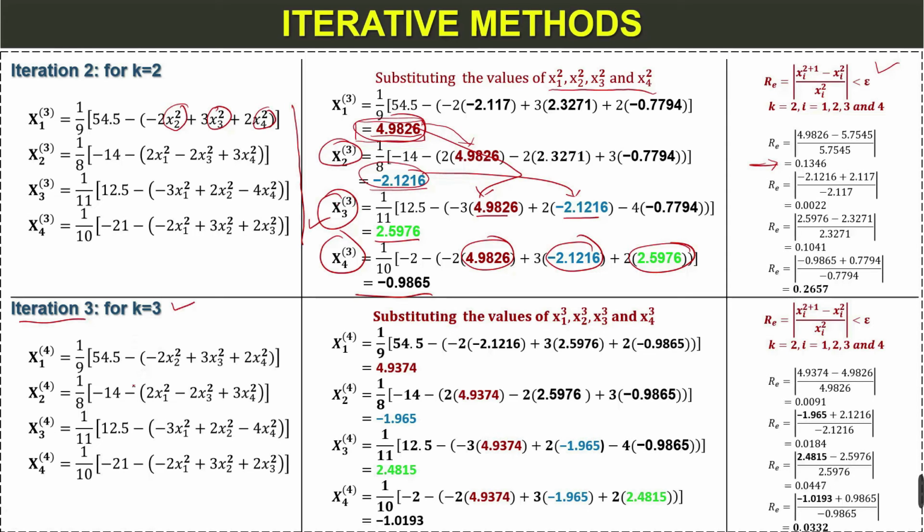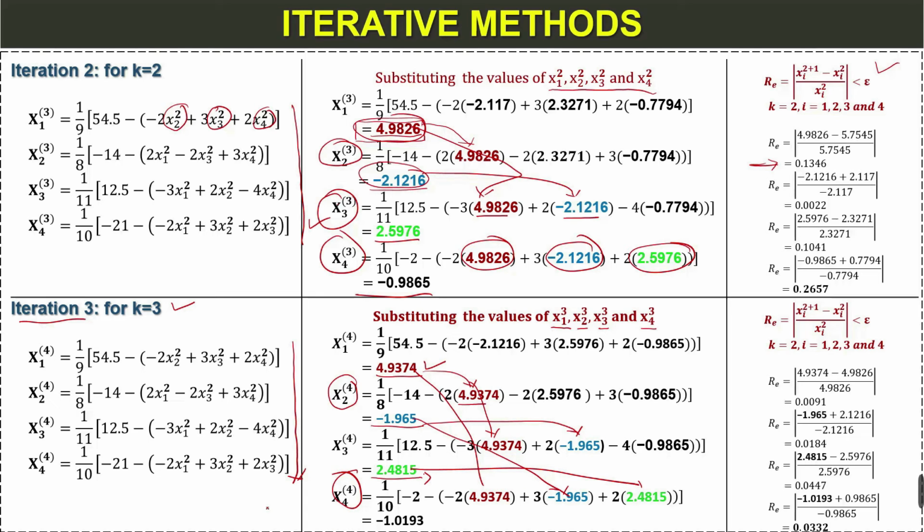So for k equal to 3, these are the four systems of linear equations, and we substitute the estimated values x31, x32, x33, and x34 in these equations. After simplifying, we get the new estimated solution x41, and next we update the previous one with this value. After simplifying this one, we get the value of the unknown x42, and then we again update the previous one with the new one and simplify. Again we use the new values to calculate the rest of the unknowns.